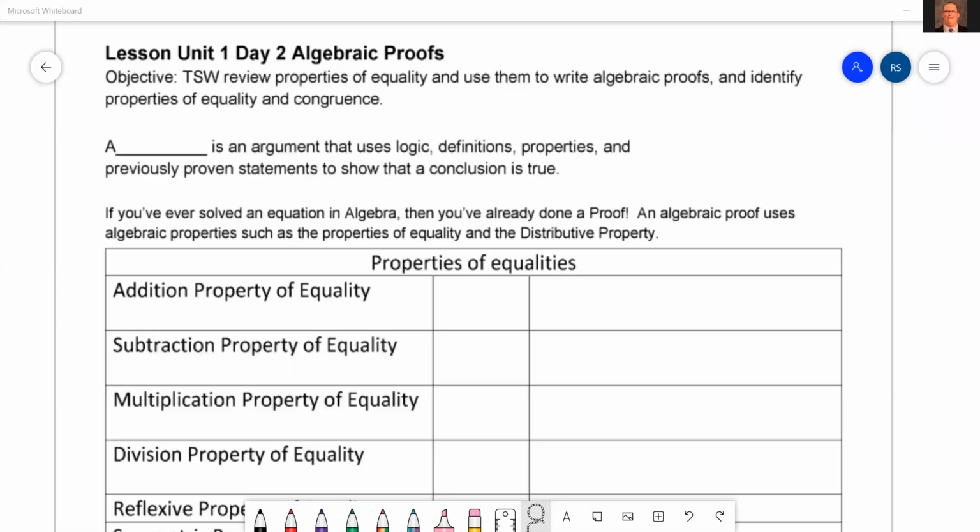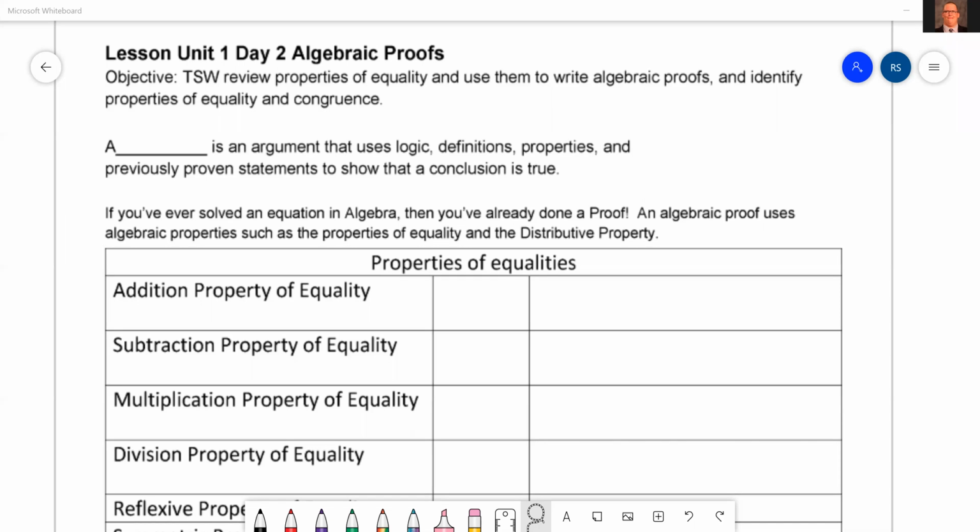Okay, so let's get into the day 2 notes of this first unit. Hopefully day 1 wasn't too painful. And day 2, if I'm being honest, some people say it's painful. Some people say it's not. But it's one of the only 2 days we'll have to deal with proofs in this class.